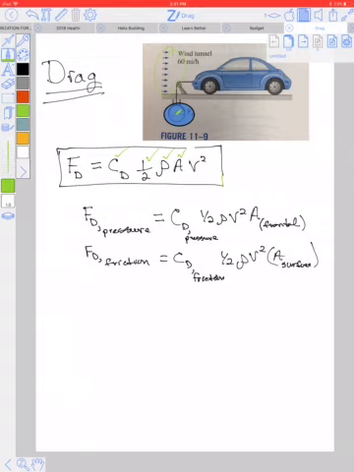In the case of our non-moving car, if the wind is 60 miles an hour, that velocity would be 60 miles an hour. But if our car was traveling 50 miles an hour into a 60 mile an hour wind, then that velocity would be 110 miles an hour. All right, so that's drag force.